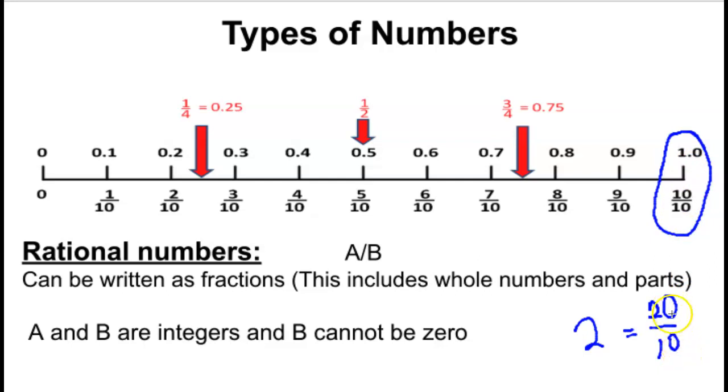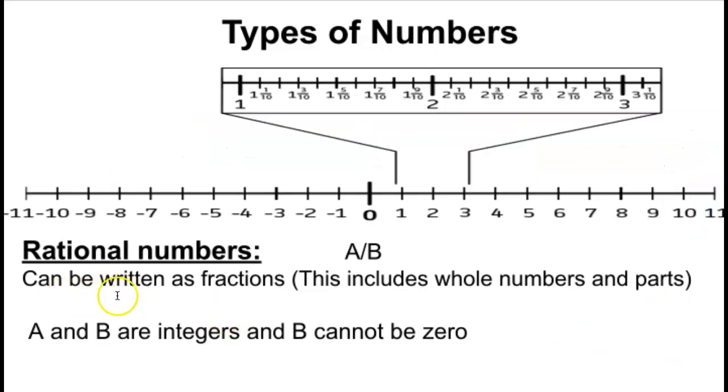20 over 10, 20 tenths, is equivalent to 2. So whole numbers are rational, but so are integers because negative 20 divided by 10 is negative 2. So negative 2 can also be written as a fraction, so it is also a rational number. Rational numbers can be written as fractions. This includes whole numbers and their parts. So mixed numbers are also going to be rational numbers. 2 and 1/10, 2 and 3/10, all of these are rational numbers.